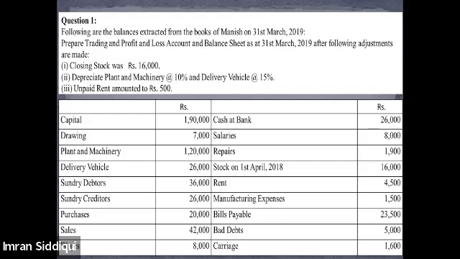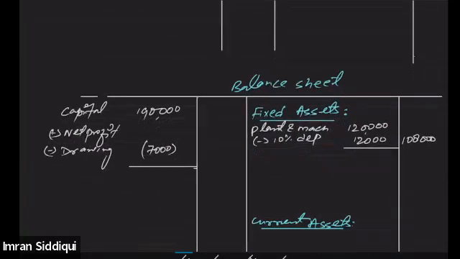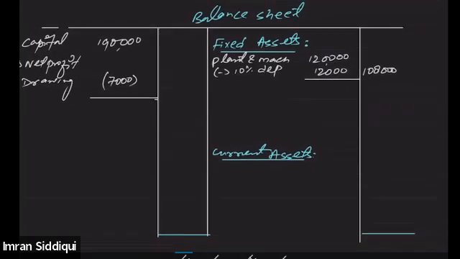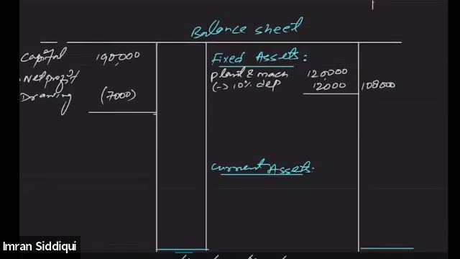We have delivery vehicle. And again, on delivery vehicle, we have an adjustment given in the question. Adjustment number 2 also relates to the delivery vehicle. It says depreciation on delivery vehicle is to be charged at 15%. So let's go to the balance sheet again. Delivery vehicle is a fixed asset. So delivery vehicle.